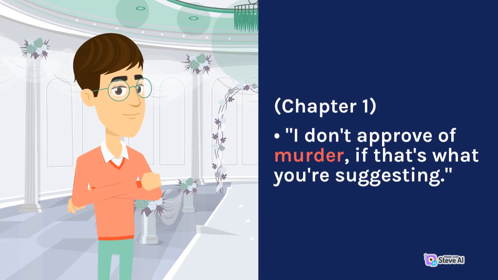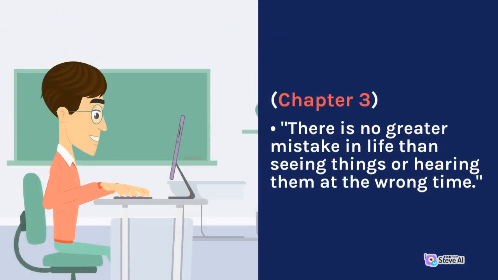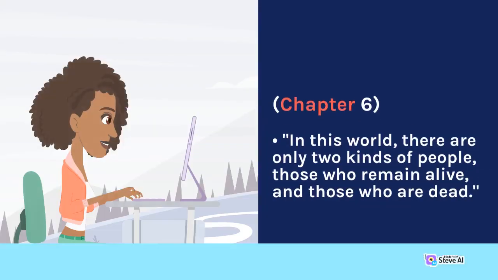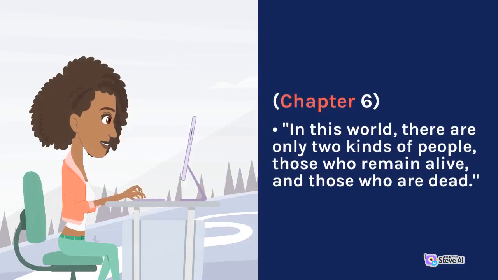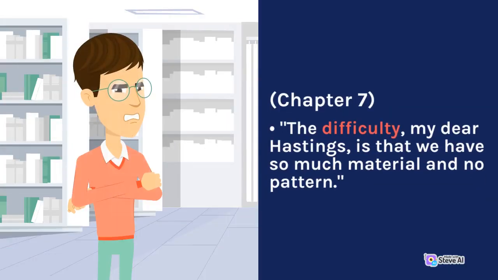Chapter 1: I don't approve of murder, if that's what you're suggesting. Chapter 3: There is no greater mistake in life than seeing things or hearing them at the wrong time. Chapter 6: In this world, there are only two kinds of people, those who remain alive and those who are dead. Chapter 7: The difficulty, my dear Hastings, is that we have so much material and no pattern.